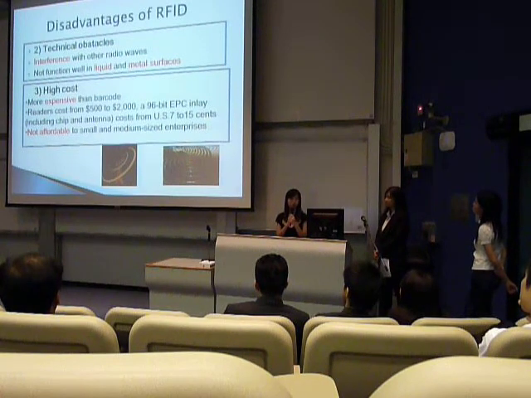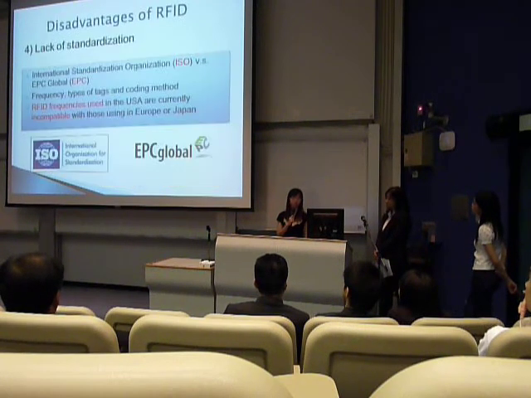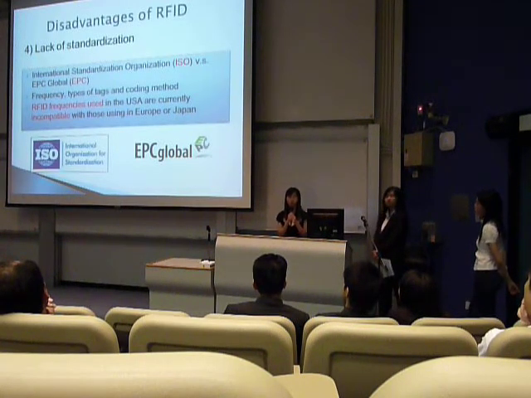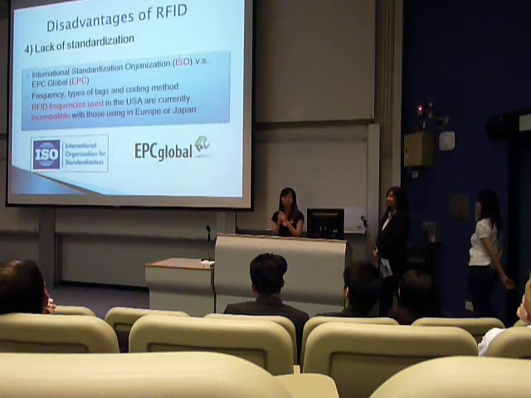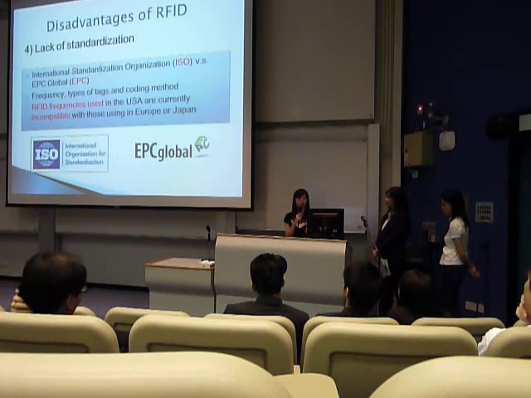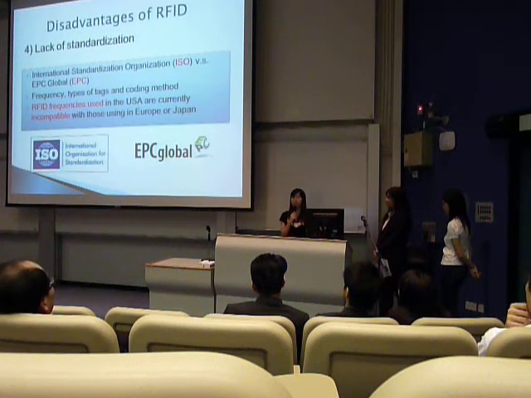The third point is that it has a much higher cost compared to barcode, so it may not be affordable to some small size companies. The last point is the lack of standardization. There are two major standardization bodies in the world, which are the ISO and the EPC. They set separate and sometimes conflicting standards for RFID technology. So this causes some confusion and some trouble to the companies applying RFID.